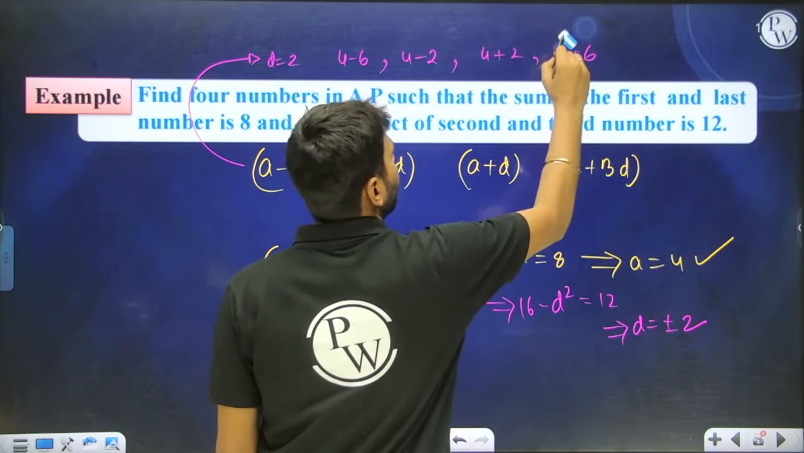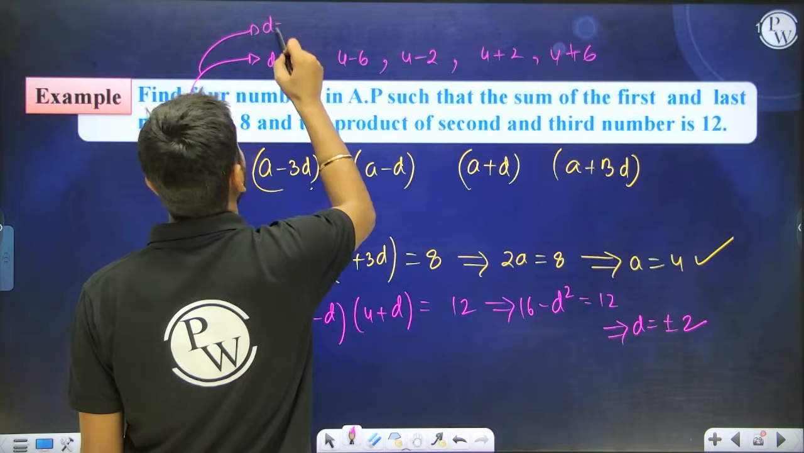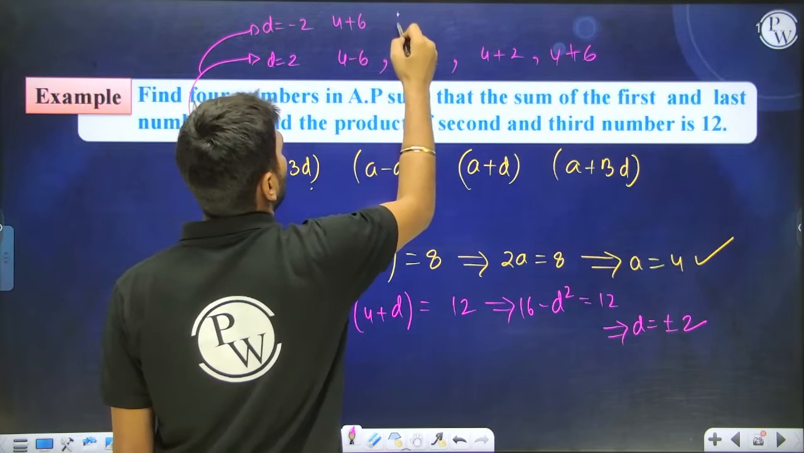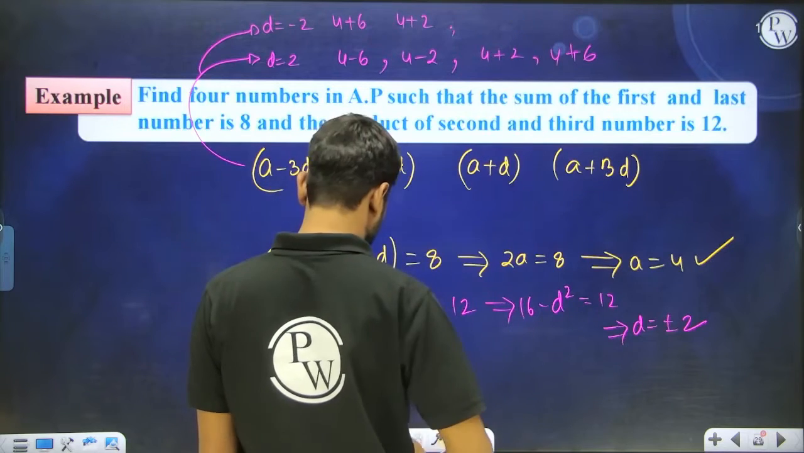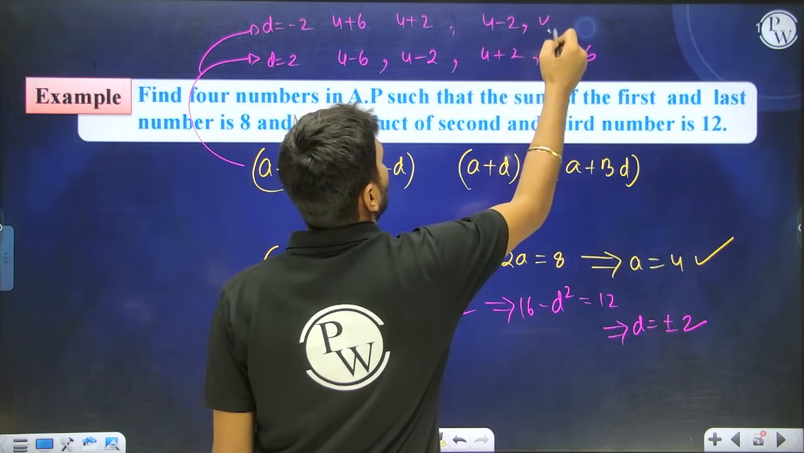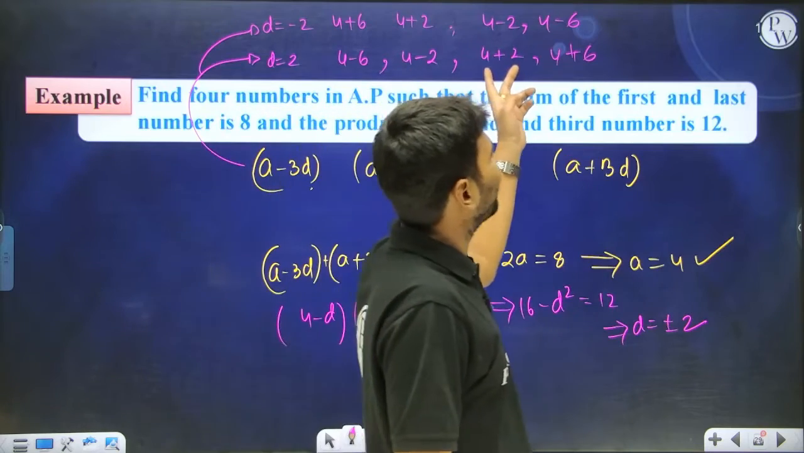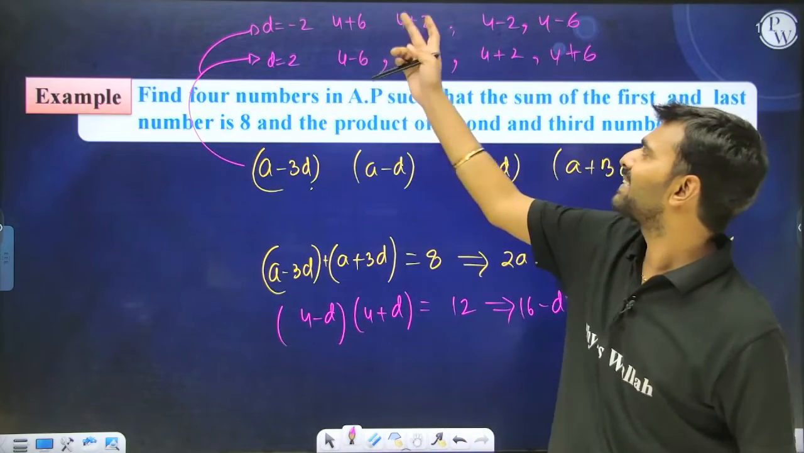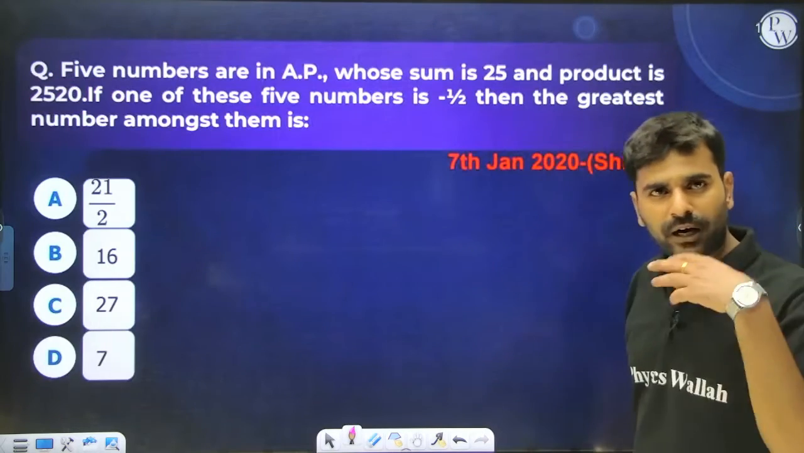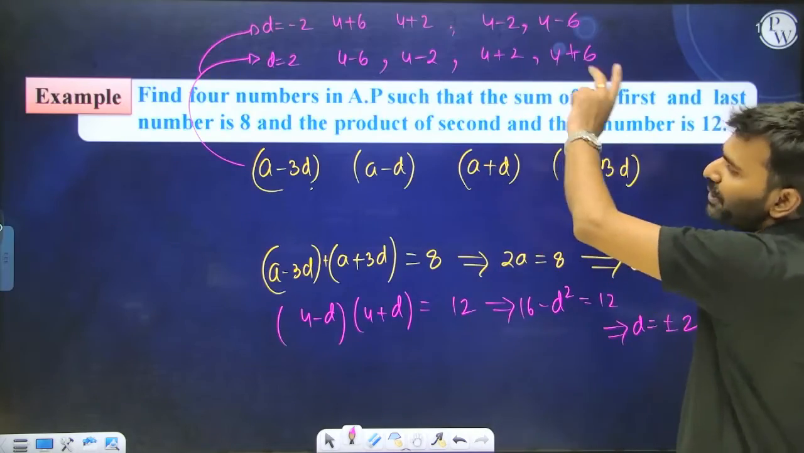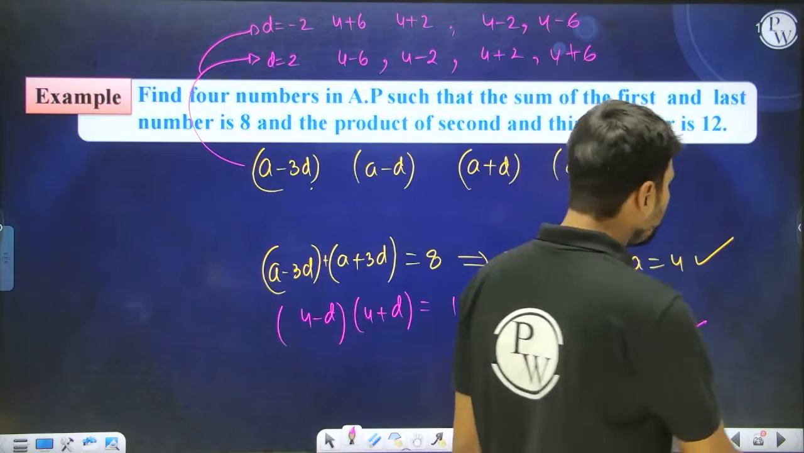Okay, and if you are taking D as minus 2, then it is going to be 4 plus 6, 4 plus 2, 4 minus 2, 4 minus 6. So over here the terms are minus 2, 2, 6 and 10, and over here 10, 6, 2 and minus 2. Okay, so these are going to be the four terms. Again, the upper one is a decreasing AP because the common difference is negative, and the lower one is an increasing AP because the terms are getting increased since the common difference has to be greater than 0.